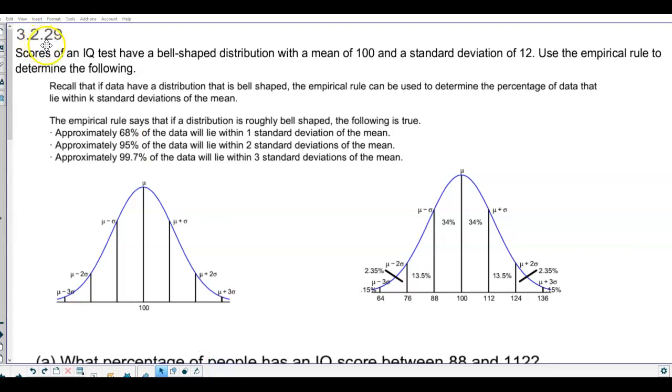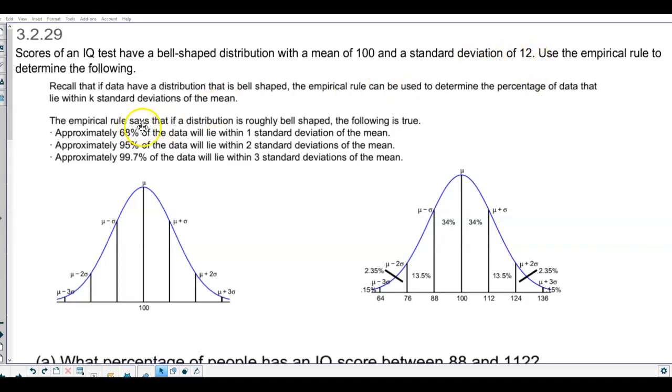Section 3.2.29. Scores of an IQ test have a bell-shaped distribution with a mean of 100 and a standard deviation of 12. We're going to use the empirical rule to determine the following. Recall that if data have a distribution that is bell-shaped, the empirical rule can be used to determine the percentage of data that lie within k standard deviations of the mean. In our question, k is equal to 12 because the standard deviation is 12.